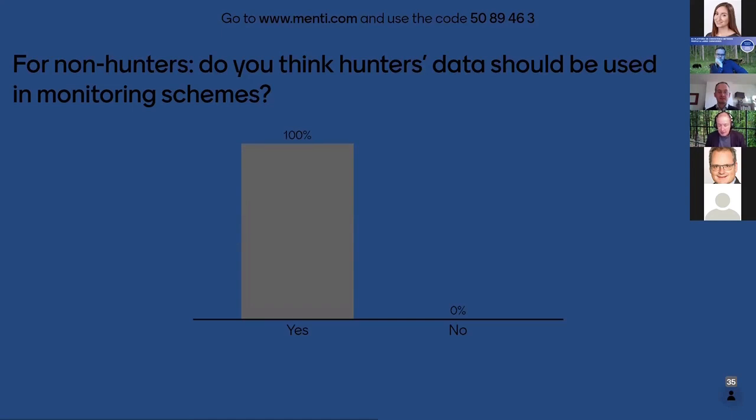And here we have a clear trend with 35, 36 people answered. I was going to say we have a 100% yes, but now some people are indicating that they should not be involved. But even then, we still have an overwhelming majority indicating that hunters' data should be used in monitoring schemes. At the moment, with 46 participants, we have 96% of the people saying that hunters' data should be used in monitoring schemes. Well, thank you very much already for this contribution.